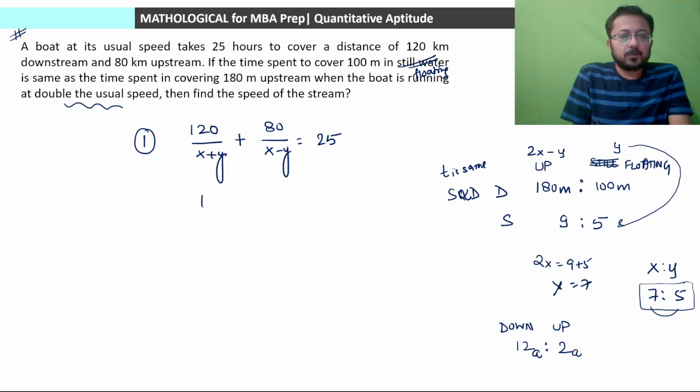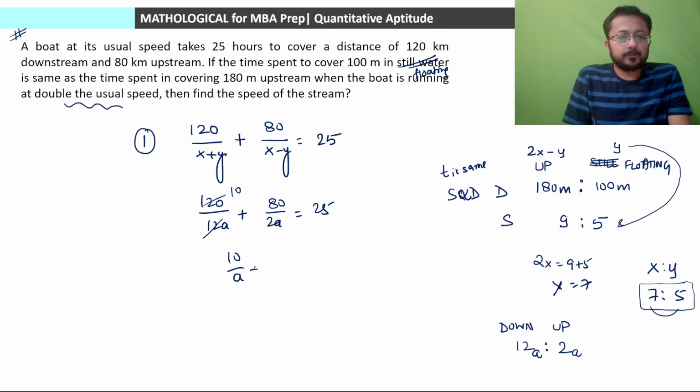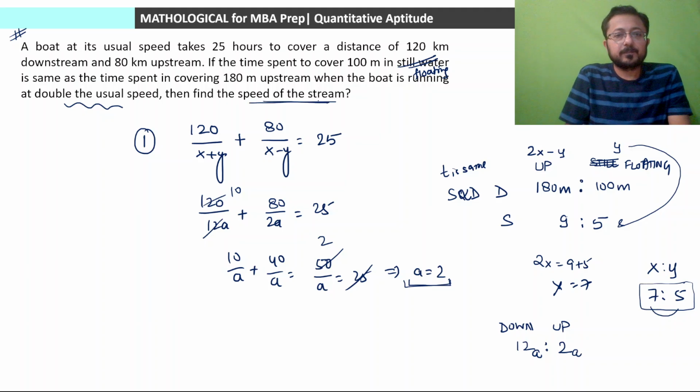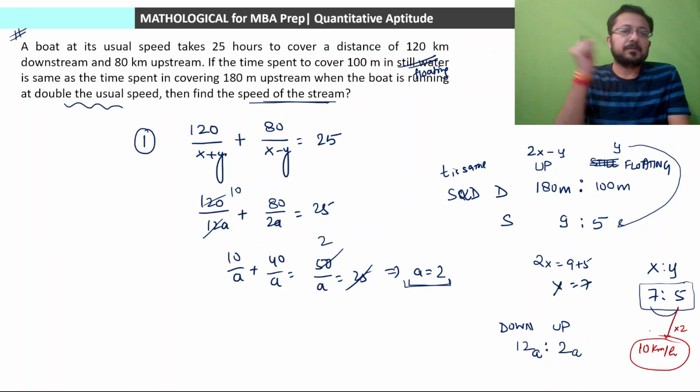So 120 upon 12a plus 80 upon 2a is equal to 25. This becomes 10 upon a plus 40 upon a, which is equal to 50 upon a, which is equal to 25, and hence a comes out to be equal to 2. And the question is asking about the speed of the stream, and the speed of the stream is equal to 5a. So 5 into 2, this will be 10 km per hour. Speed of the stream will be 10 km per hour.